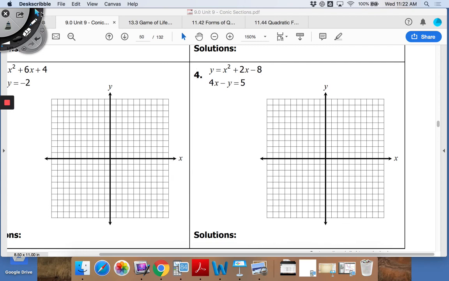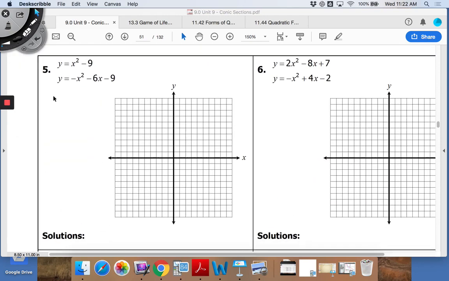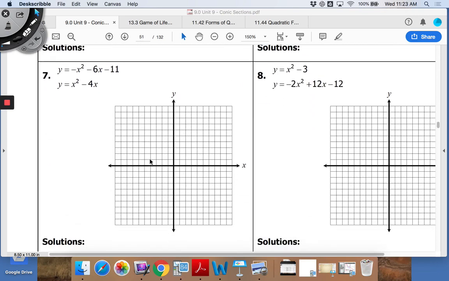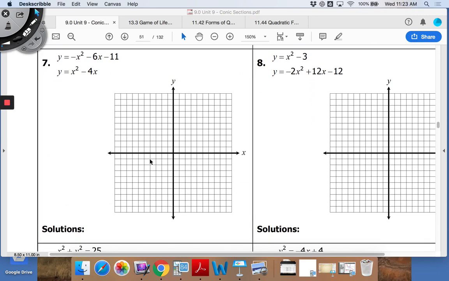A couple more examples we're going to do. Number 5 is both in y equals. Now these are both parabolas. So these parabolas are going to intersect in 2 points, and it would be (negative 3, 0) and (0, negative 9). And I am rushing so that I can show you number 7. So we're going to skip 6 and 8, 9 and 10, and just focus on number 7.